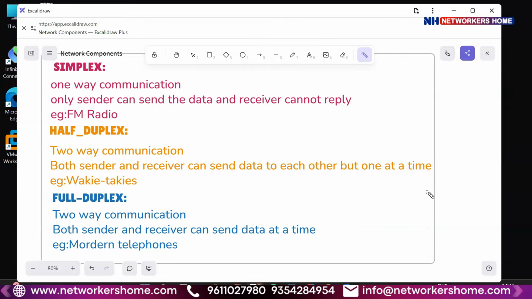What is this one at a time? The sender will send the data to the receiver. Meanwhile, the receiver should not send data. After receiving it, then he will send the data. If you see the example, you will understand more clearly. Walkie-talkies. When the police use walkie-talkies, they say the word over. Why do they say over? Because until then, the other will not speak. Once he receives the word over, then the other person will speak.